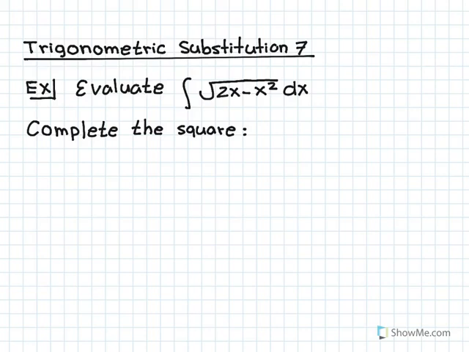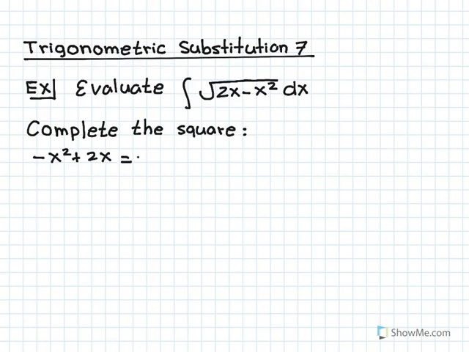In this video, we're going to look at another example of trig substitution. This one will be more difficult because we have to complete the square so that we can put the integrand into a pattern that can be done by trig substitution. So what we have is minus x squared plus 2x. That is what we have inside the radical.